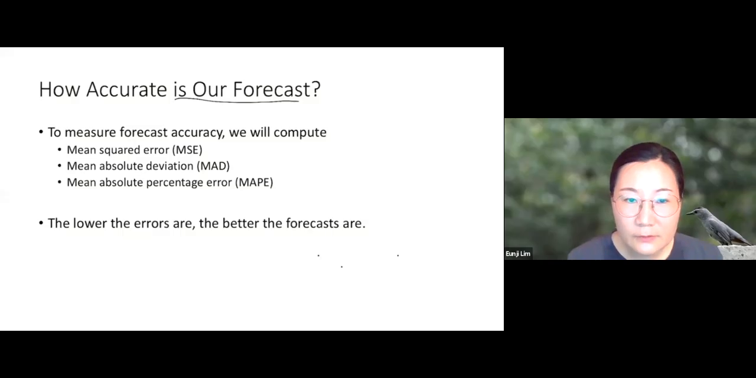Hello, everyone. Today, we're going to cover Chapter 4, Part D, and we're going to answer the following question. How accurate is our forecast?